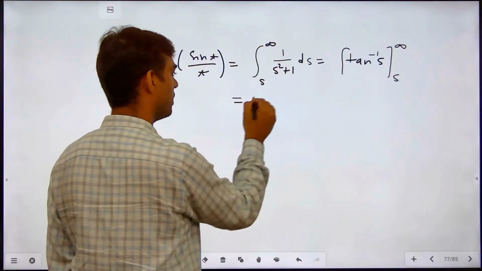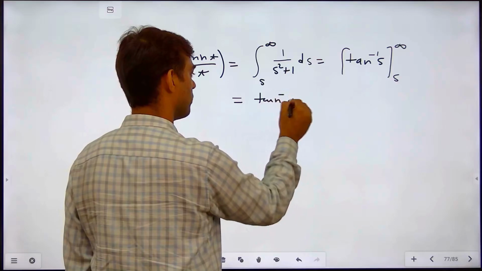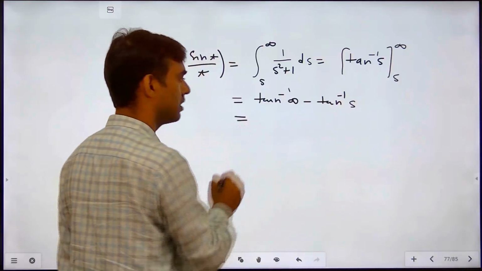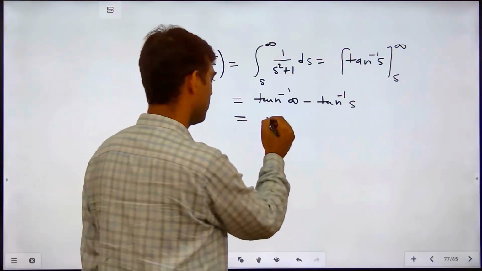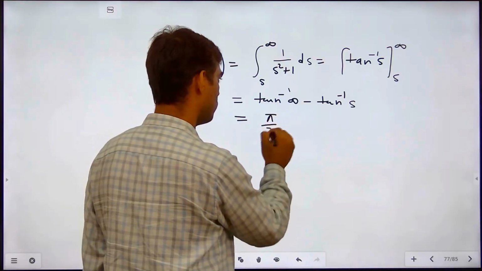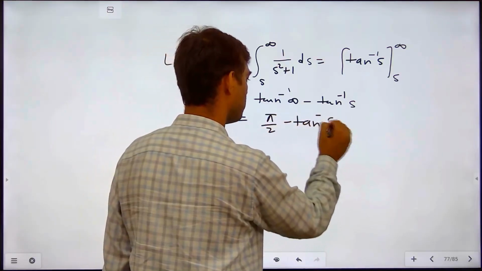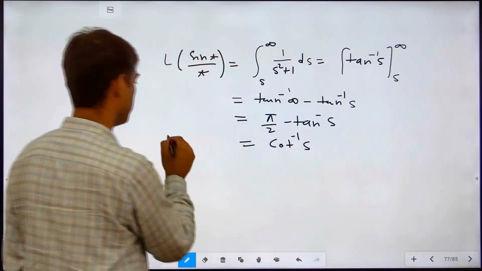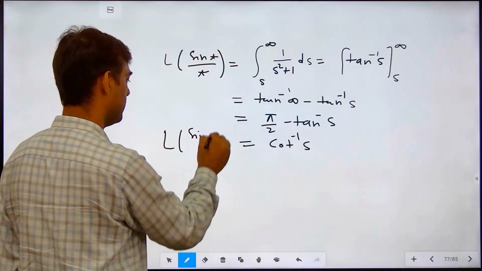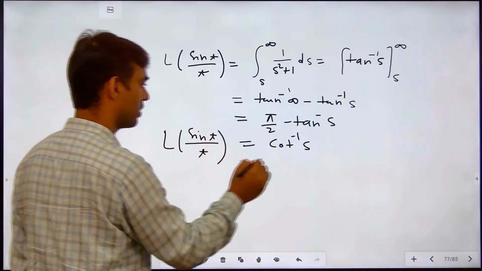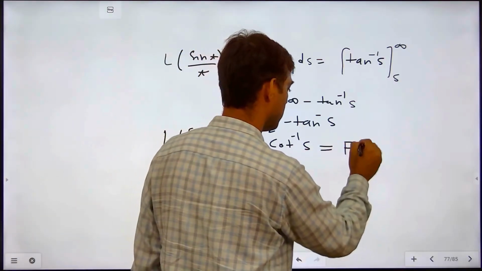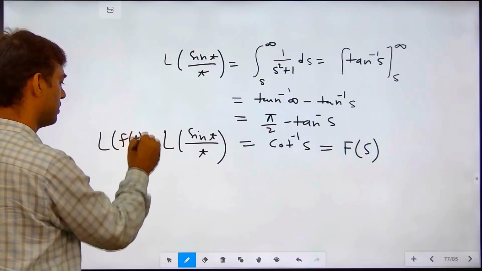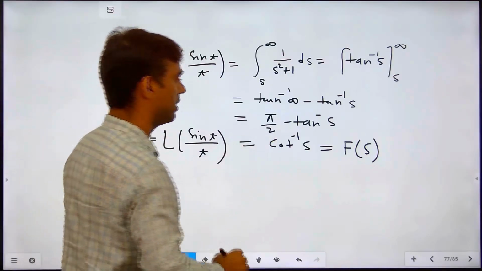If we put in the limits, we get tan inverse infinity minus tan inverse s. As we know, the value of tan inverse infinity is pi by 2, so this is pi by 2 minus tan inverse s, and this becomes cot inverse s. So, the Laplace transform of sin t upon t equals cot inverse s, and we denote this as F(s).